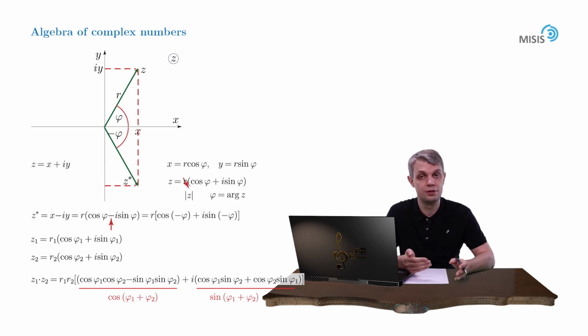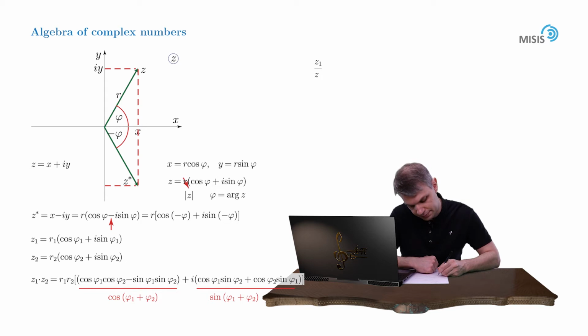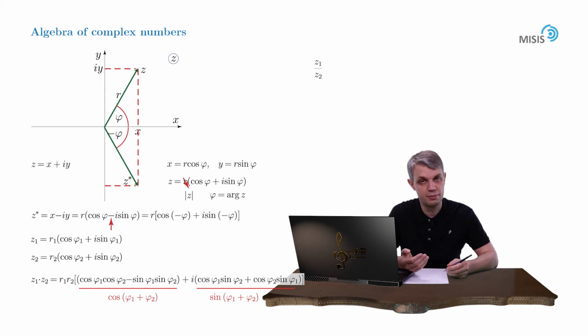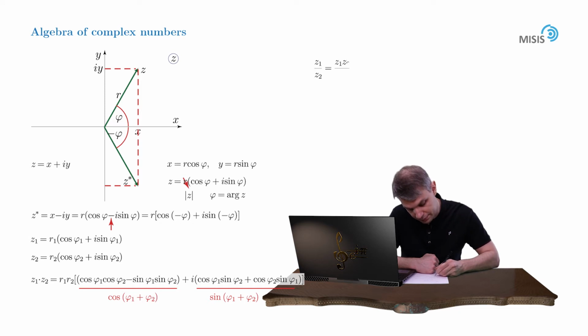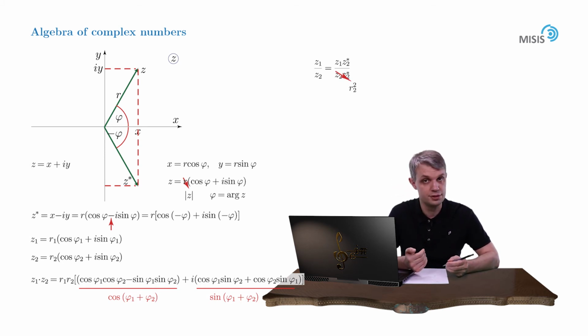Now let's establish a similar rule for the division of two complex numbers, z1 over z2. Let's multiply both parts of this fraction by z2 complex conjugate to obtain modulus of z2 squared in the denominator, which is very suitable because now we have a real number in the denominator. But now we have a simple multiplication in the numerator, and we already know how to do this. The only difference from the previous case is that now the argument of the second complex number flipped its sign.